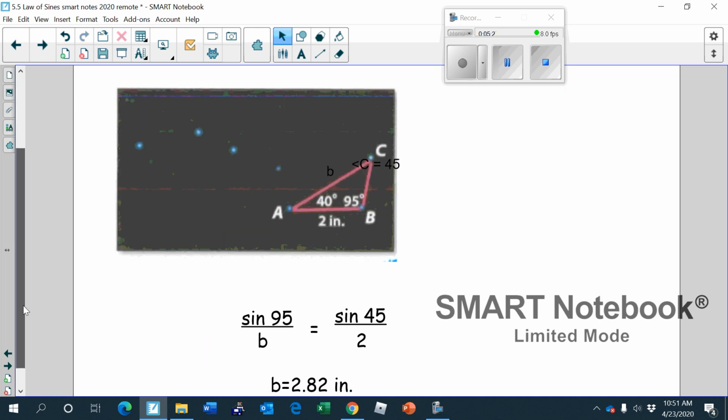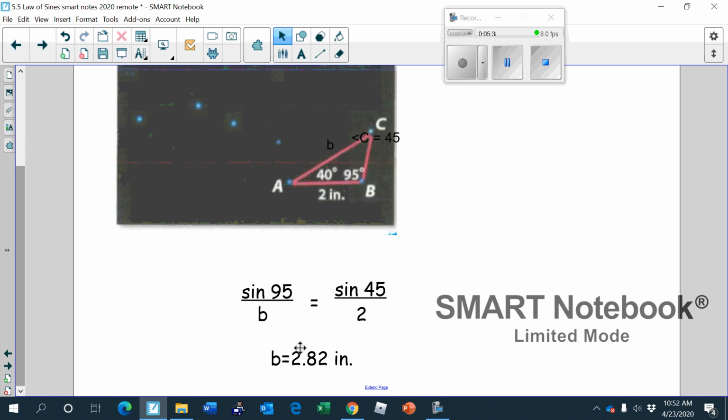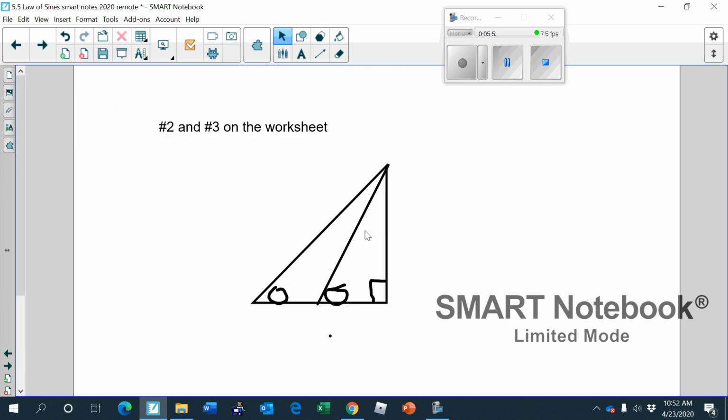So I'm going to use my sine 95 over side B is equal to sine 45, because that's angle C, across from the 2. And we're going to cross multiply, and it makes sense, 2.82 inches. We know it's going to be bigger than 2, but not huge, right? So 2.82 inches. Okay, so hopefully we're okay there. Again, it's just the drawing of it that sometimes gets a little confusing. So let me show you really quick.